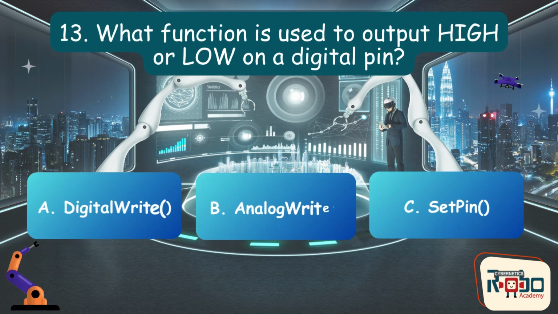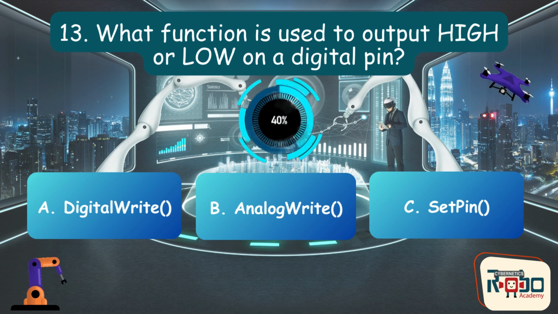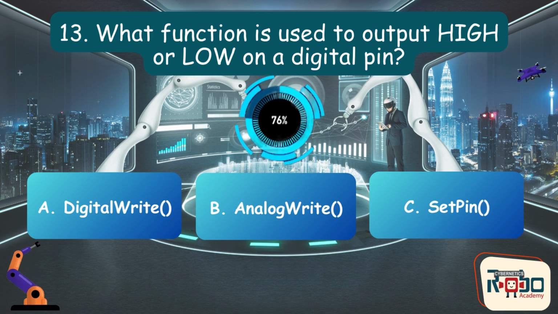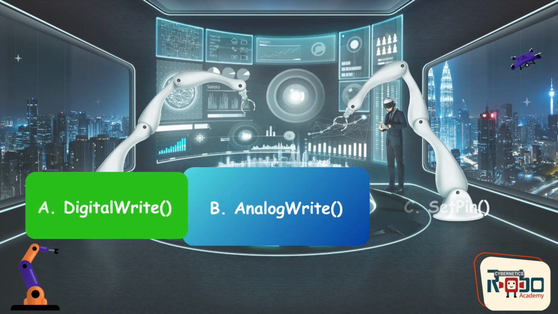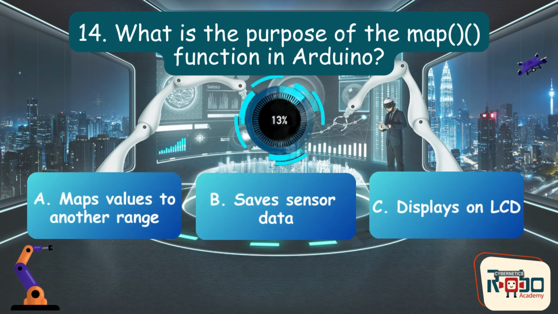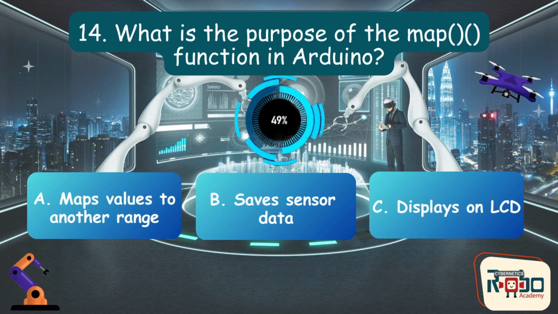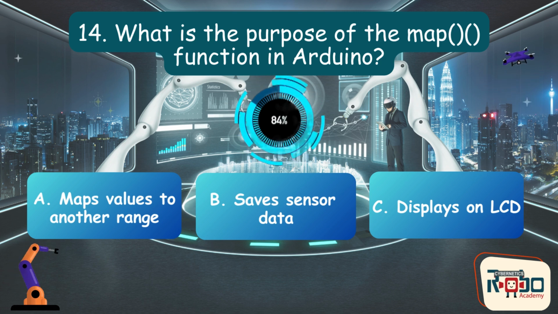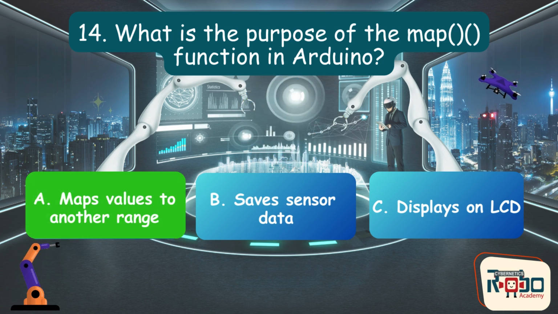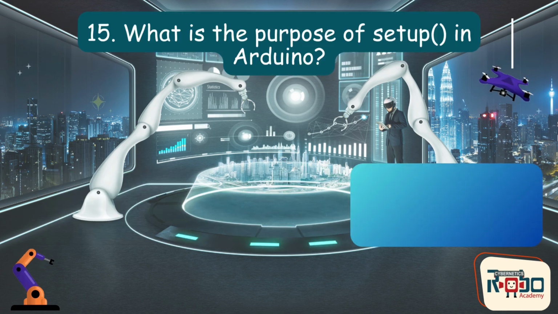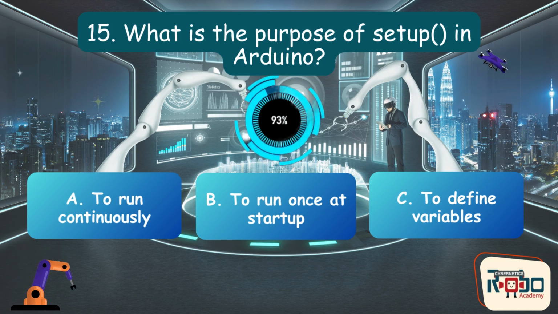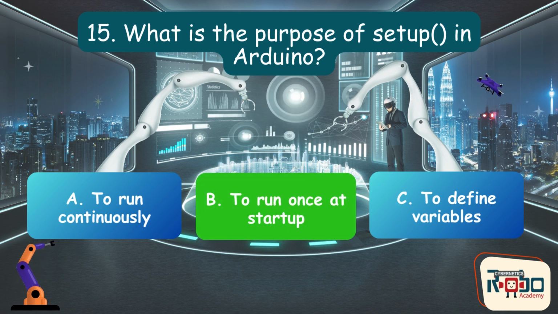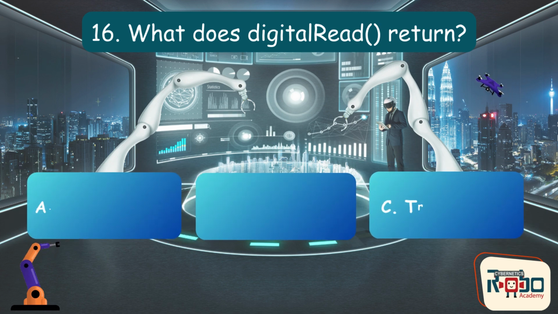What function is used to output high or low on a digital pin? Purpose of the map function in Arduino. What is the purpose of setup in Arduino? What does digital read return?